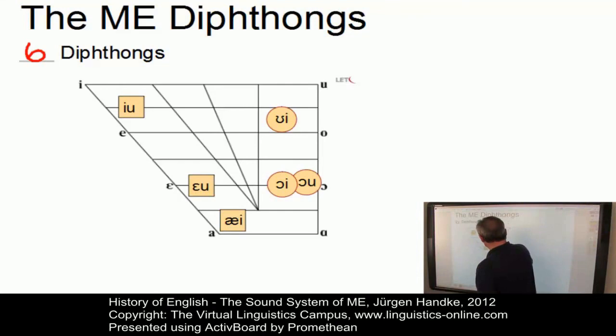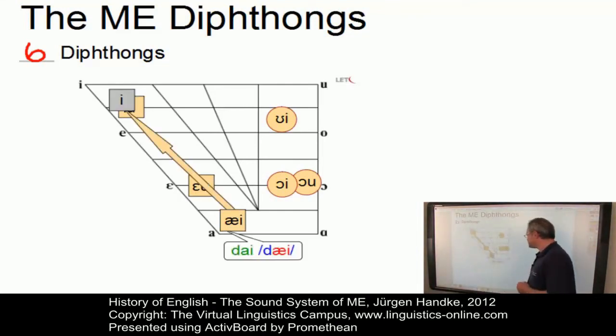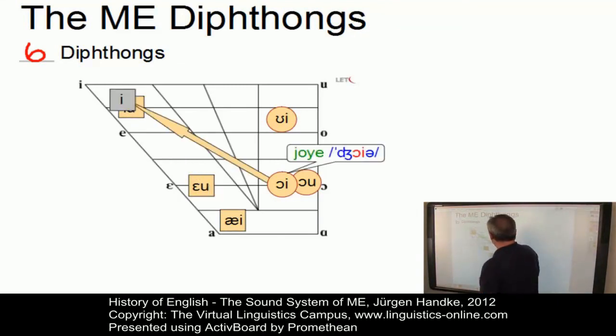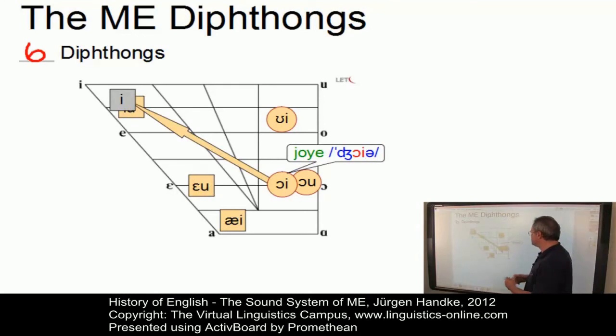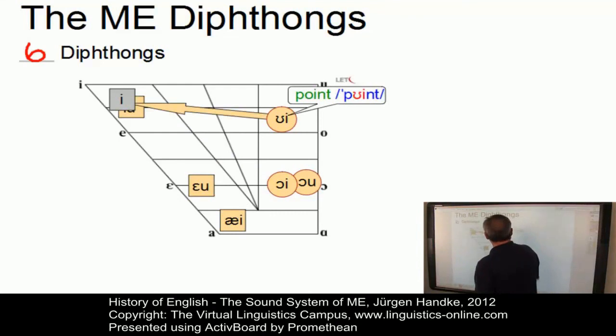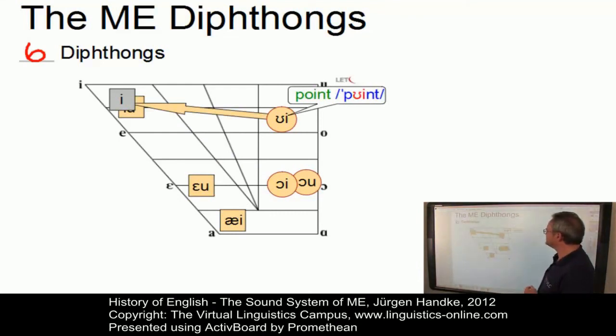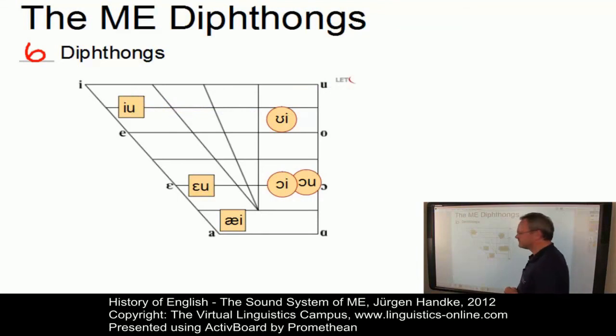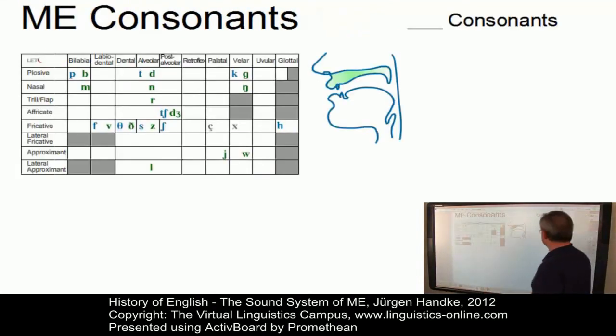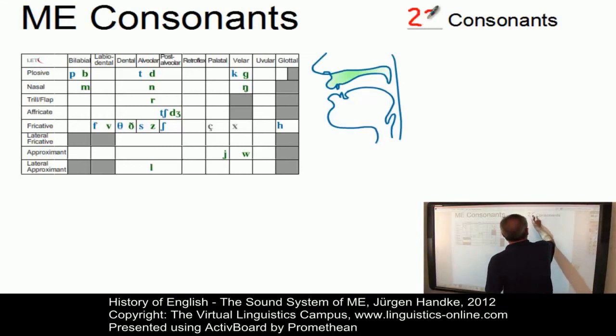And now the front upgliding ones. Here they are: ei, as in day, present-day English day; oi, as in present-day English joy, Middle English joye; and finally ui, as in point, present-day English point. So much for the vowels, monophthongs and diphthongs. Now here are the consonants, and as we said, there were 23 consonantal phonemes. Middle English retained all Old English consonants.